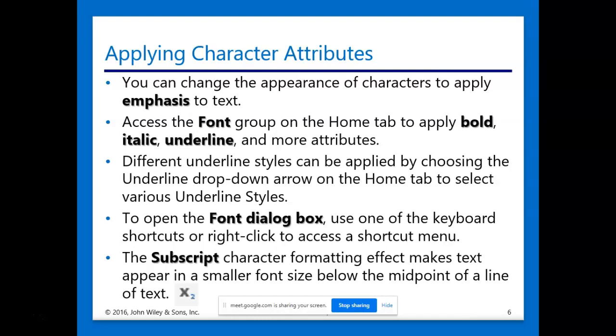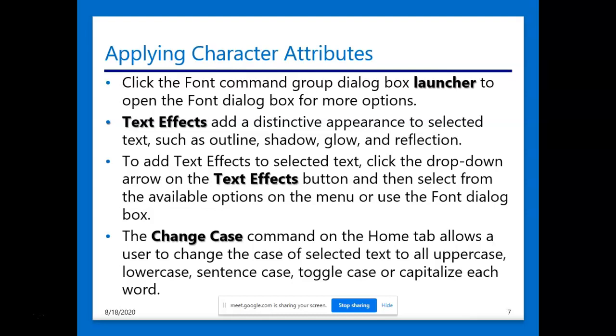The subscript character formatting effect makes text appear in a smaller font size below the midpoint of a line of text. So like you see there, X to the second. That's what you're seeing, like in chemistry, H2O for water, and those types of things. So that is called subscript. It's superscript when it's like X squared. Click the font command group dialog box launcher to open the Font dialog box for more options.